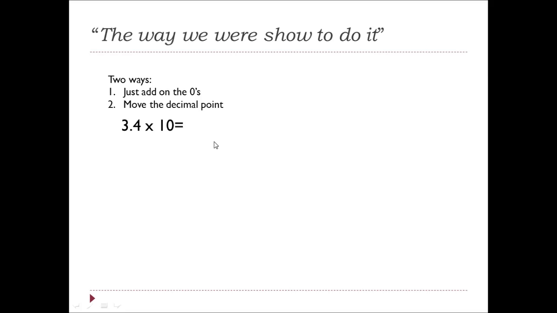We've got 3 and 4 tenths multiplied by 10. If we're just going to add a 0 on the end, we end up with 3 and 4 tenths by just adding a 0 on the end. You can see how easily that is a misconception.